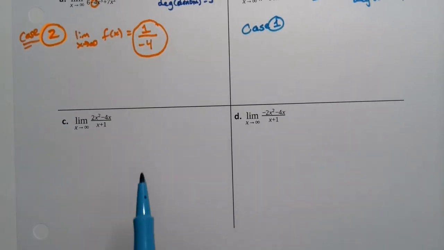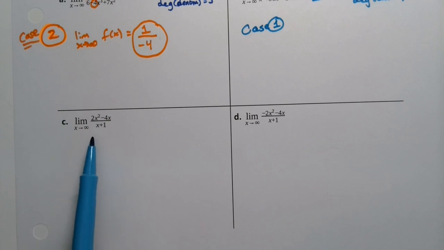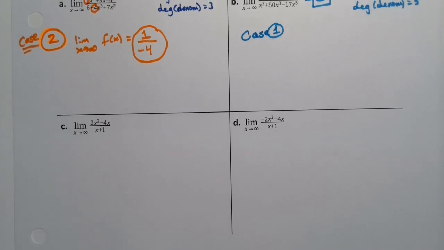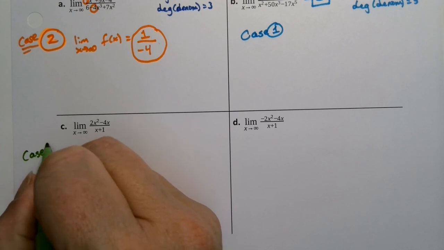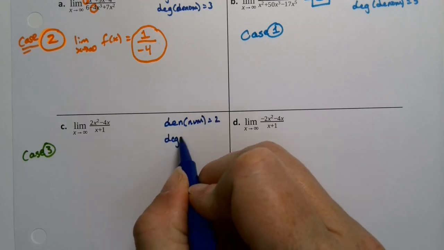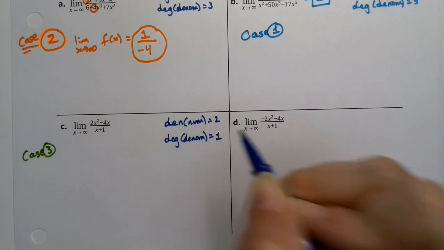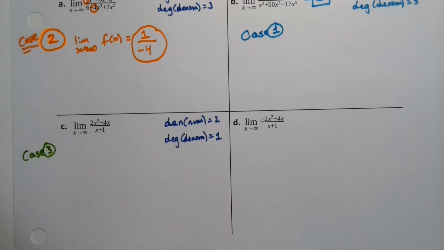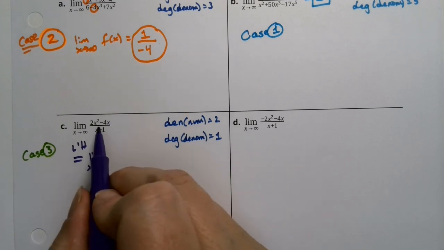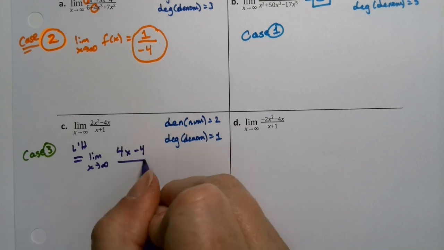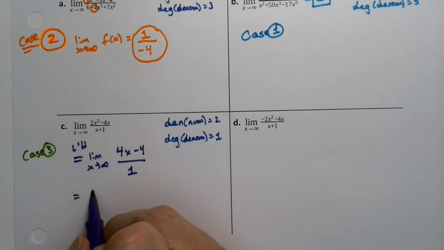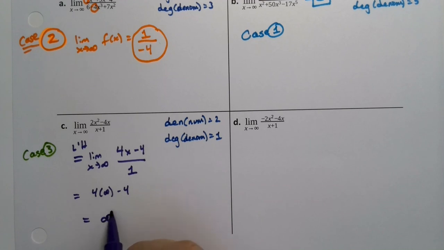All right, now what about C? Well, C is a little bit more work because the degree of the numerator is greater than the degree of the denominator. So we can mess around with this a little bit, or we can use L'Hopital's rule. So this is definitely a case 3 because the degree of the numerator is larger than the degree of the denominator. The degree of the numerator is 2. The degree of the denominator is 1. All right, well, according to L'Hopital's rule, which I'll do right here, it's the limit as x goes to infinity of 4x minus 4 over the derivative of the denominator, which is 1. So if I let x go to infinity, that's 4 times infinity minus 4, which is infinity.